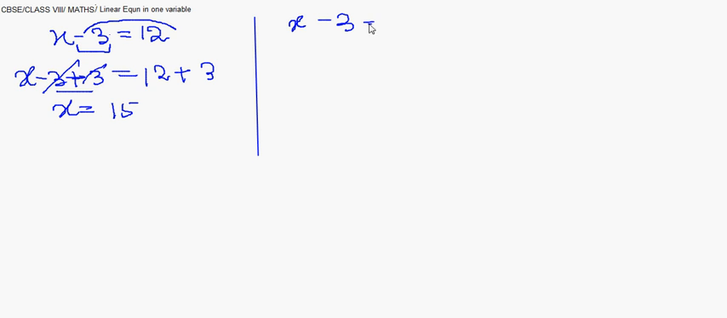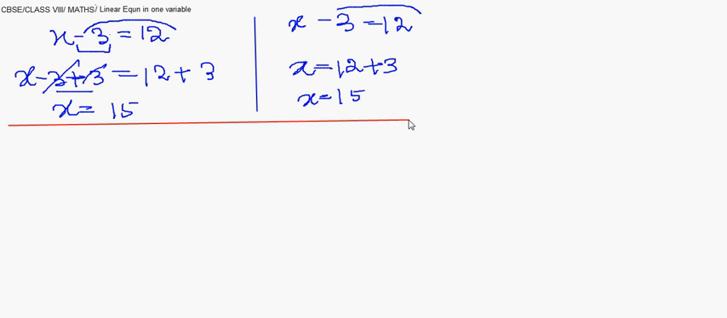That means if I carry minus 3 to the right, I'm changing its side, so it will become a positive 3. So it is 12 plus 3. X is equal to 15 then, right? Now take up a few more examples on this. I write one more here. I'm writing it down.